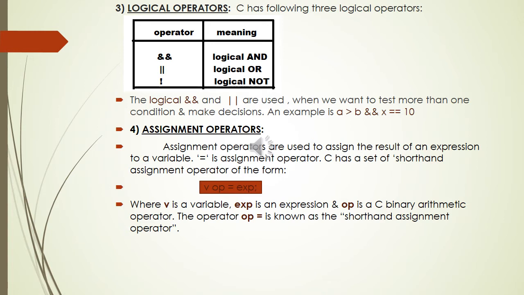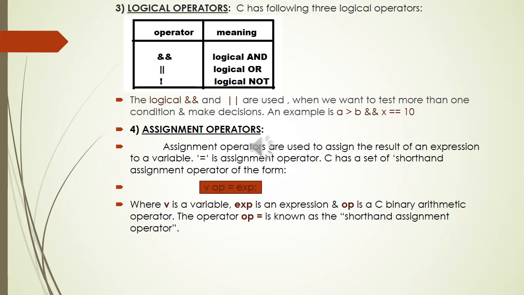Fourth one is the assignment operators. Assignment operators are used to assign the result of an expression to a variable. Equal to sign is the assignment operator. C has a set of shorthand assignment operators.